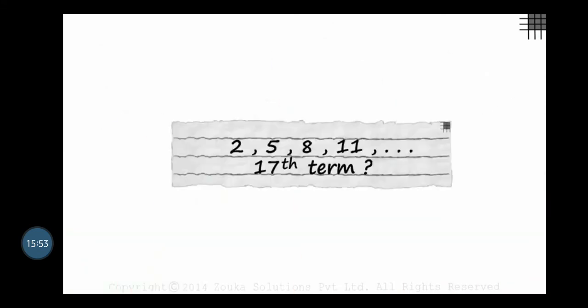Anyway, let's try out another sequence problem. Here, we are given the first few terms of the sequence and we have been asked for the 17th term. I give you 5 seconds again. Look at the terms in the sequence. It is an arithmetic one as the difference between two continuous terms is constant.